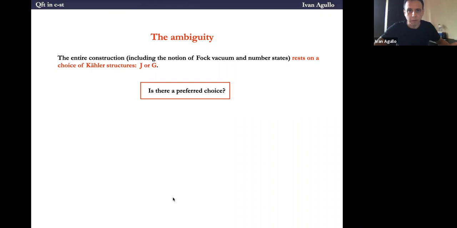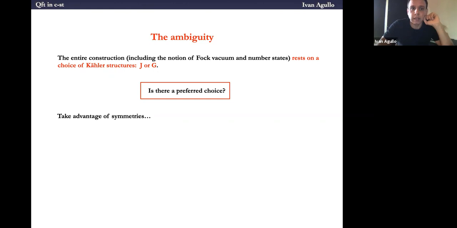So let me address now the very important question that was asked before. It's obvious that we have based the entire construction of this quantum theory, including the notion of vacuum and number states, on a choice of a color structure, either a metric G or a complex structure. So there is ambiguity. The question is, is there a preferred choice? And if not, what happens?